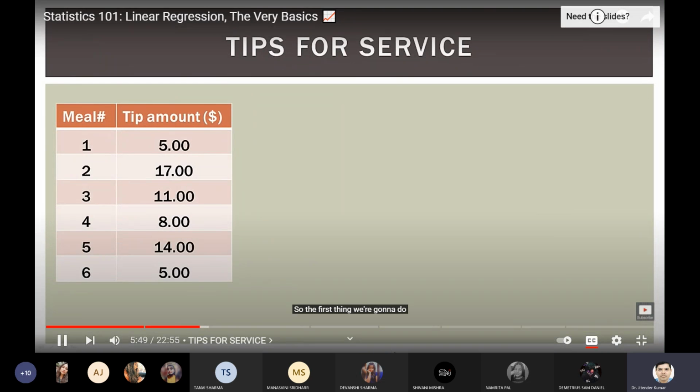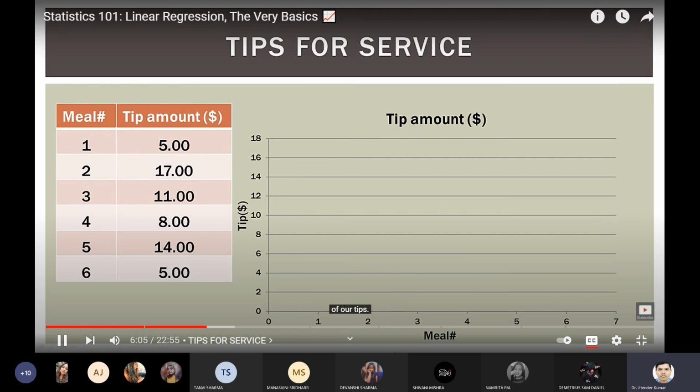So the first thing we're going to do is visualize our data. As you know, if you watch my other videos, I am a huge advocate of visualizing our problems, making charts, graphs, diagrams, whatever we have to do to make them visual. So the first thing we'll do is make a graph of our tips. Now on the x-axis on the bottom, we have our meal number. That's not a variable. That's just a descriptor of what meal we're graphing. On the y-axis, or the vertical axis, that's where we will graph our tip amount. Let's go ahead and see what this looks like.